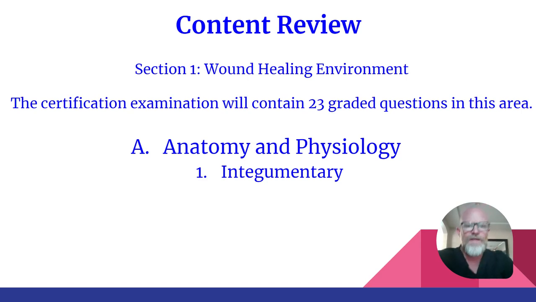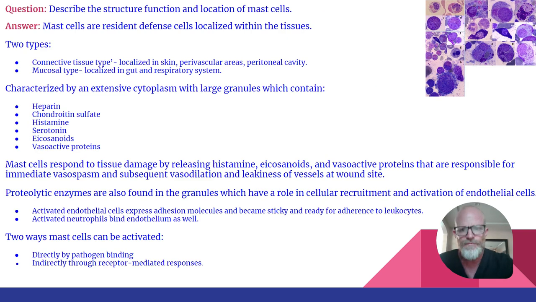Wound healing environment again, anatomy and physiology. So, first question: describe the structure, function, and location of mast cells. Mast cells are the resident defense cells localized within tissues. There are two different types: the connective tissue type, which is localized in the skin, perivascular tissue, and the peritoneal cavity, and then mucosal type, which you're going to find in the gut and respiratory systems.